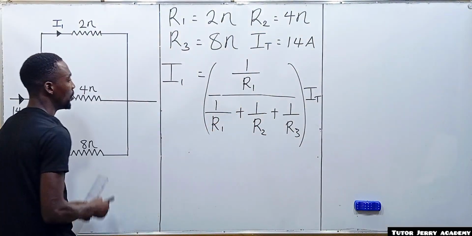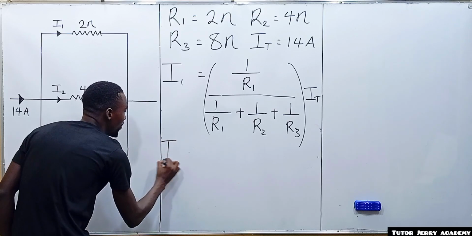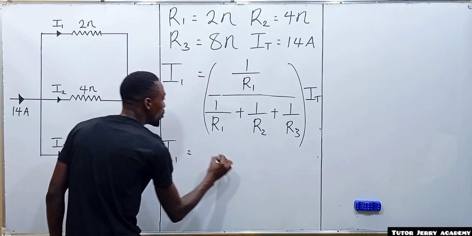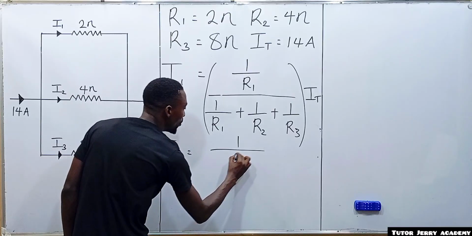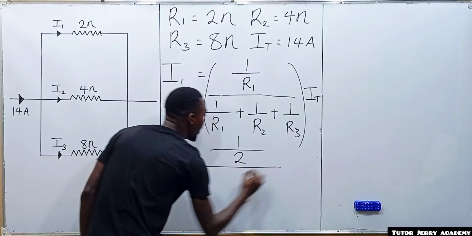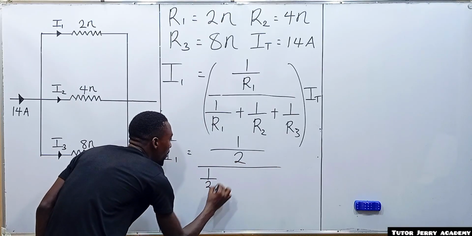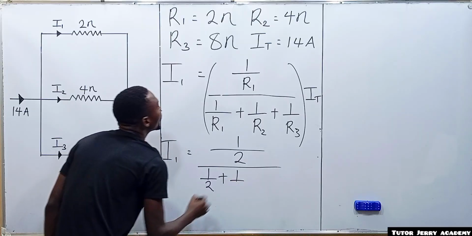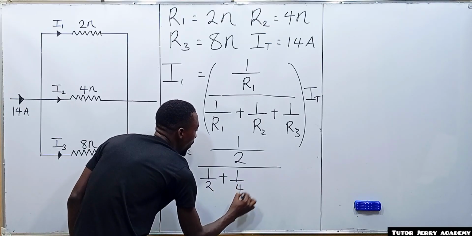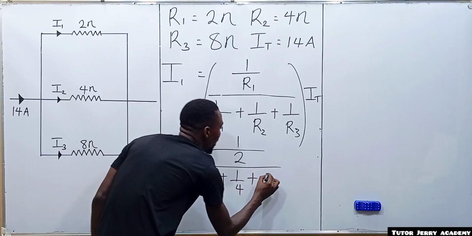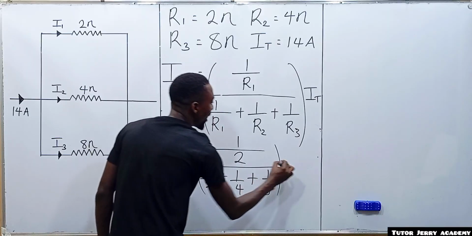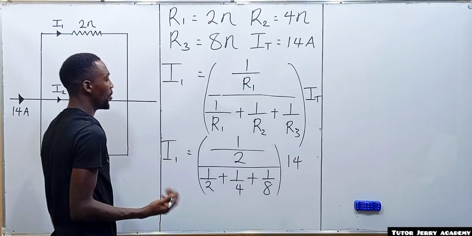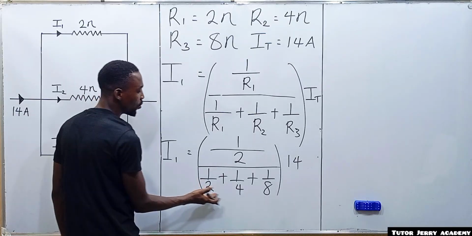So now let's substitute. Our I1 will be equal to what? It will be equal to 1 all over R1, which is 2, then divided by 1 all over 2 plus 1 all over R2, which is 4, plus R3, which is 1 all over 8. Then multiply by 14. Now, for us to solve this, you look for the LCM of 2, 4, and 8.